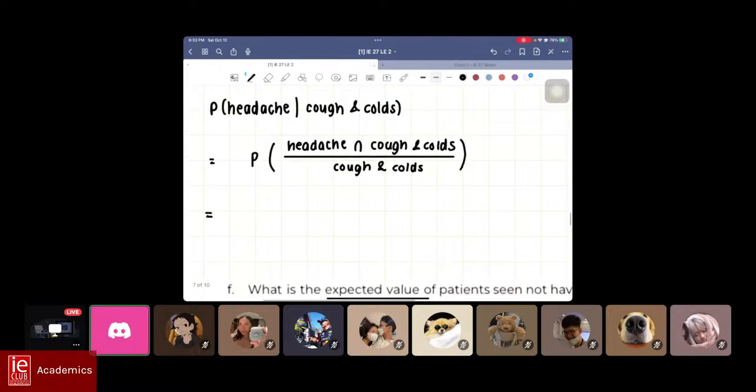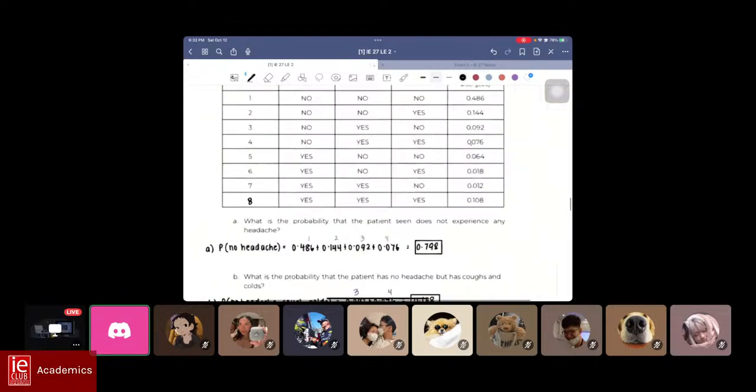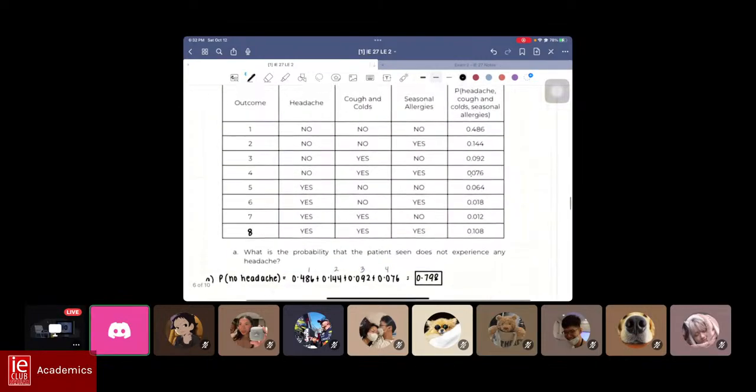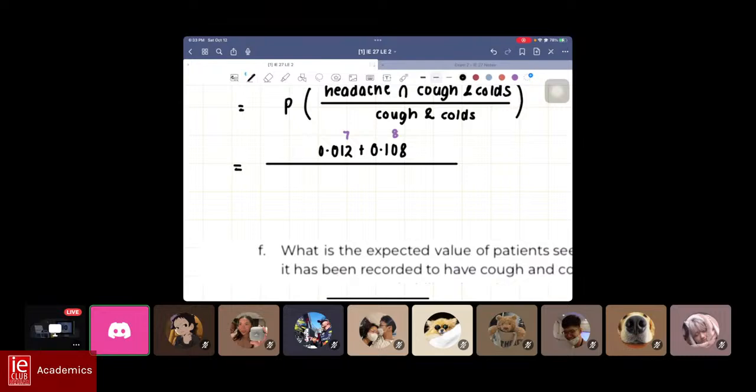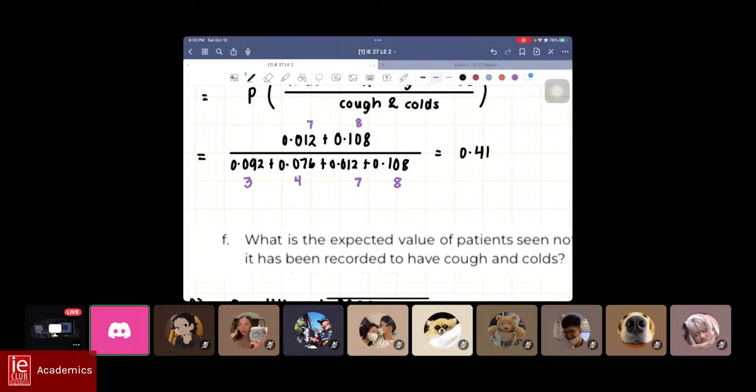So going back to the table earlier, outcomes 7 and 8 are the ones where headache and cough and colds are both present. So that's your numerator. So 0.012 plus 0.108. So that's outcome 7 and 8. And then for cough and colds, you just add all the probabilities where there are cough and colds. So that's 0.092 plus 0.076 plus 0.012 plus 0.108. So that's outcomes 3, 4, 7, and 8. So this is equal to 0.4167.